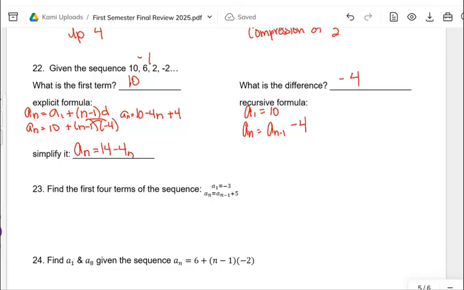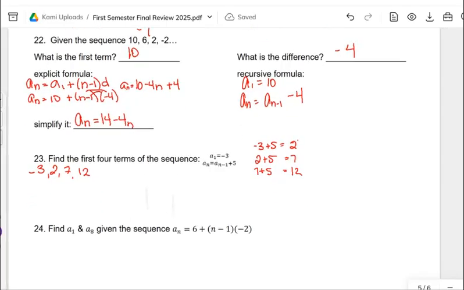Find the first 4 terms of the sequence. A1 equals negative 3. A sub n equals a sub n minus 1 plus 5. So my first term is just negative 3. Then I'm going to take negative 3 plus 5, which gives me positive 2. I'm going to take 2 plus 5, which gives me 7. Then I'm going to take 7 plus 5, which gives me 12, and that's my first 4 terms.